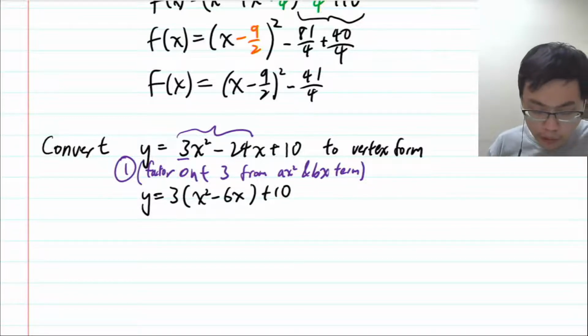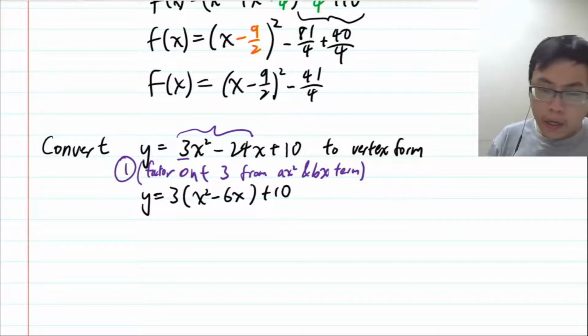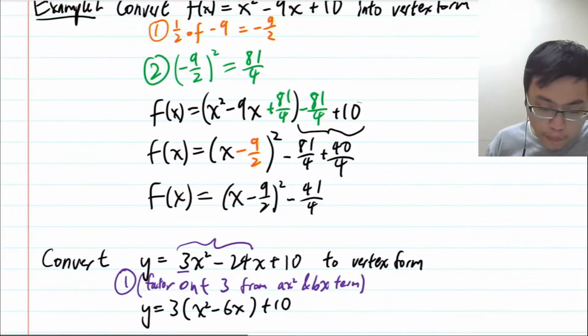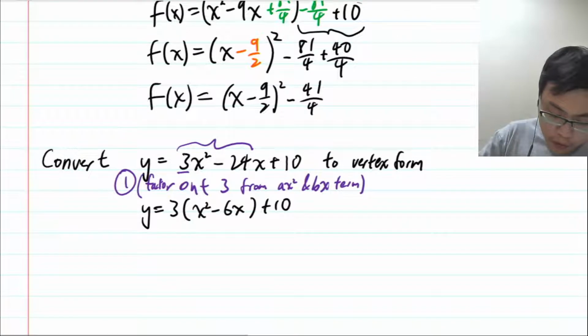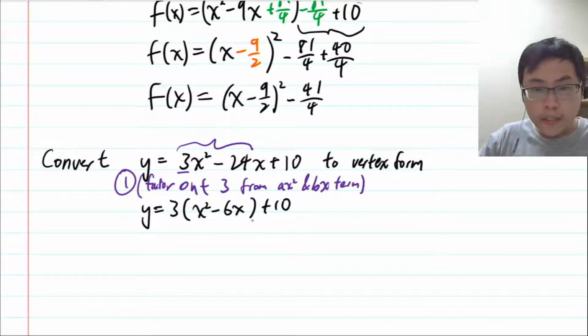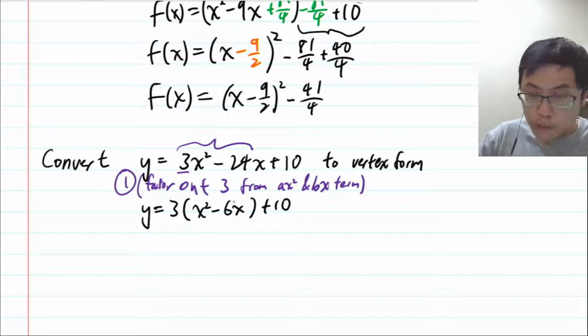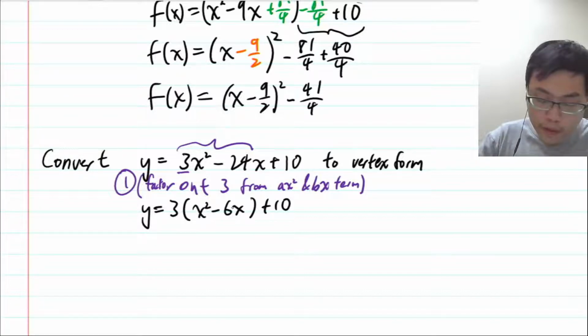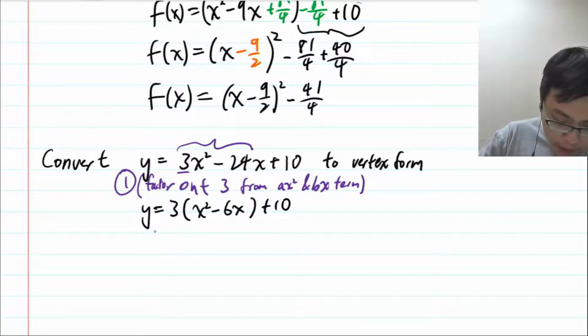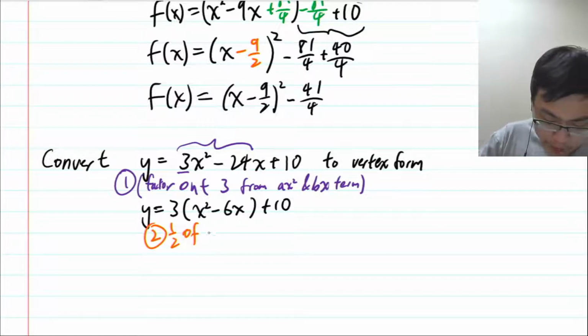Now that we're here, the second step is going to be the same as before. Remember, we're going to take half of the b term. So this is still the b term, minus 6x. Just because it's factored out in the bracket, it doesn't change the fact that we can still complete the square inside this bracket over here. So step 2, we're going to take half of negative 6. That is going to be negative 3.